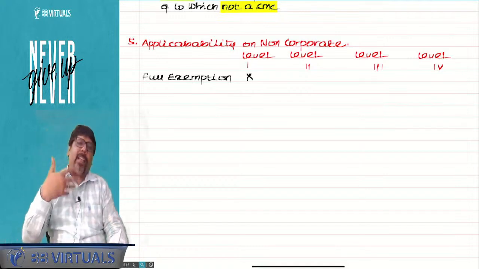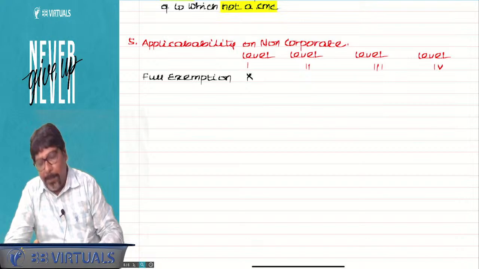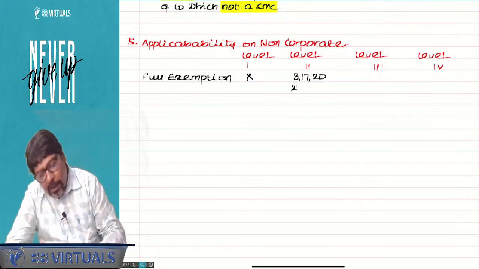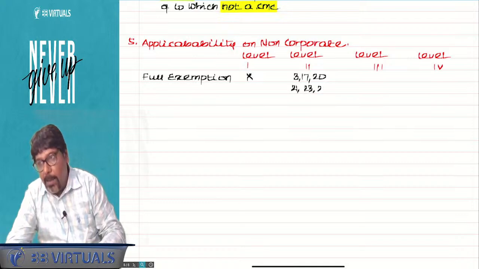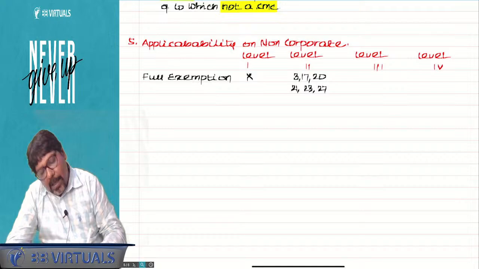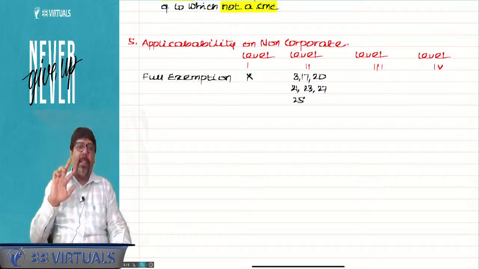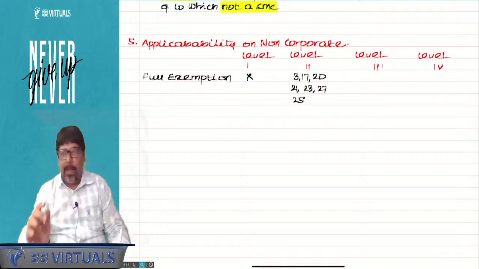Level 1 के लिए तो all AS are applicable. Level 2: AS 3, 17, 20. In consolidation के standards 21, 23, 27 and extra 25.